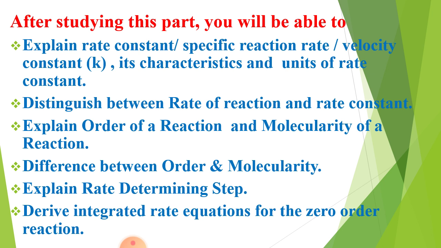Then you will be able to explain order of reaction and molecularity of a reaction. Order of reaction is an experimental quantity, and molecularity may be unimolecular when one molecule participates, bimolecular when two molecules participate, or trimolecular when three molecules participate. That is known as molecularity of a reaction.